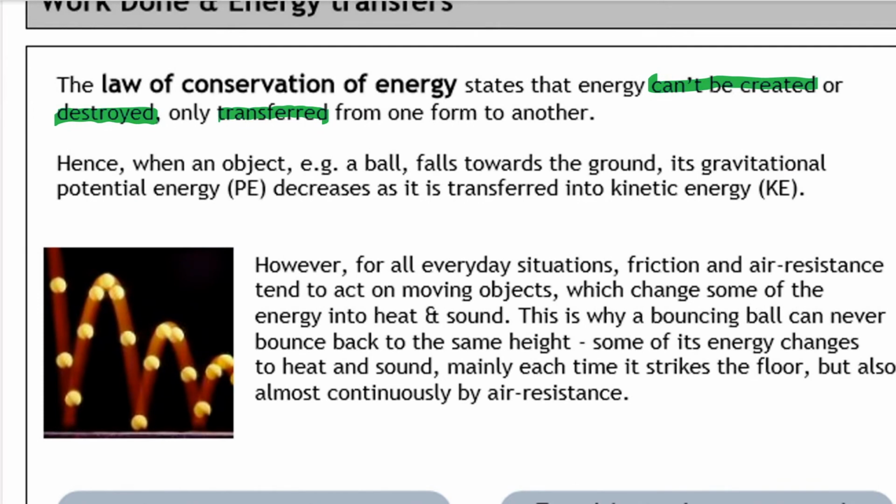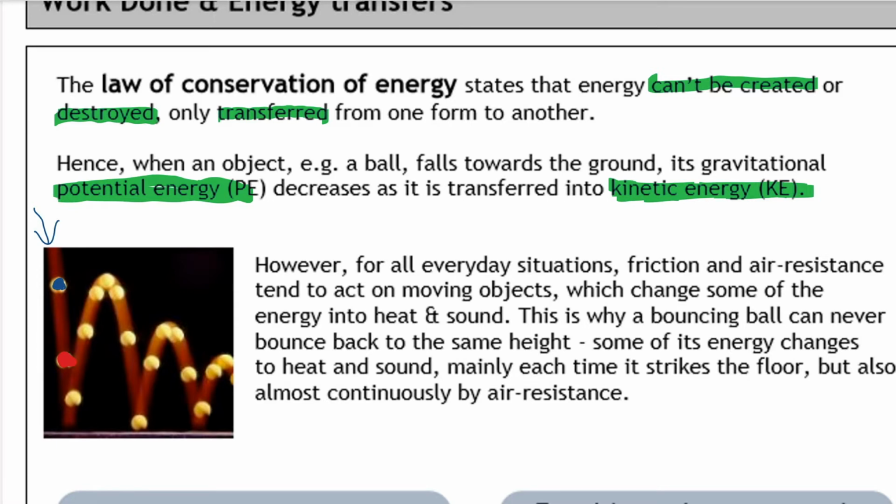So if we look at this example here, a ball being dropped. When a ball falls towards the ground, its gravitational potential energy decreases and it's transferred to kinetic energy. So if we take this ball here, I colour in blue, as it's falling towards the ground and goes to this point here in red, it's lost gravitational potential energy because it's closer to the ground, but it's gained kinetic energy. It's getting faster.